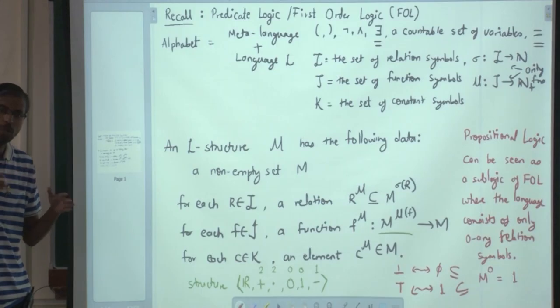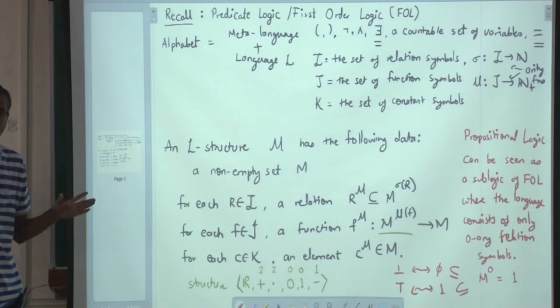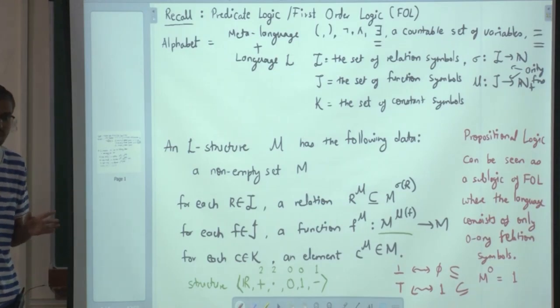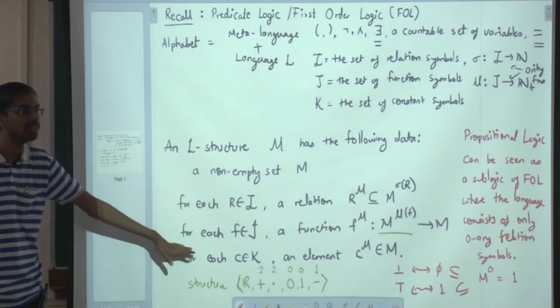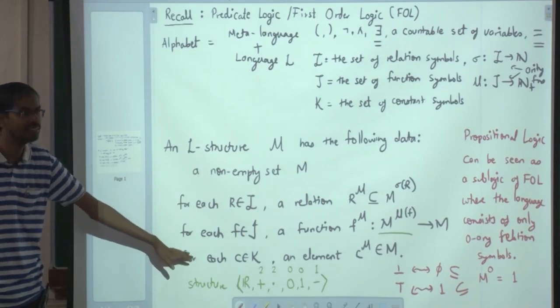Even if M1 and M2 are two different non-empty sets, M1 to the power 0 is going to be a singleton, M2 to the power 0 is also going to be a singleton. So, structures don't really matter. What will be a structure in that case?